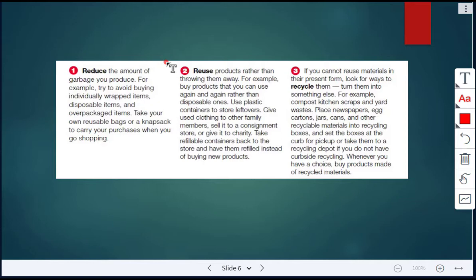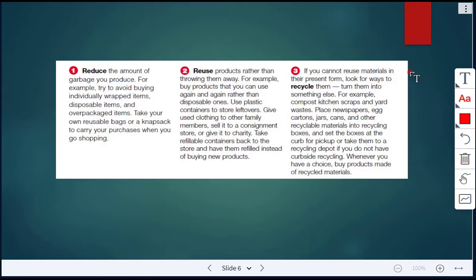Reuse products rather than just throwing them away. You can buy products that you can use over and over again instead of using disposable ones. So for example, if you're taking a lunch or a snack, use containers that you can use over and over again instead of the plastic sandwich bags. Used clothing, you can donate to consignment stores. You can give it to charity, or you can give it to other family members or your friends or your siblings, and so on. Give them to Goodwill.